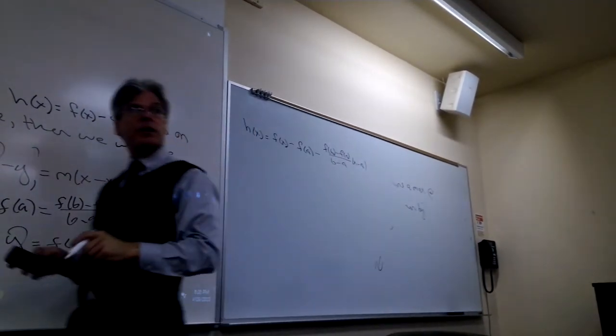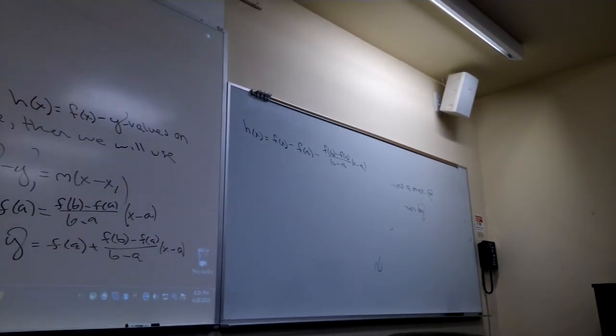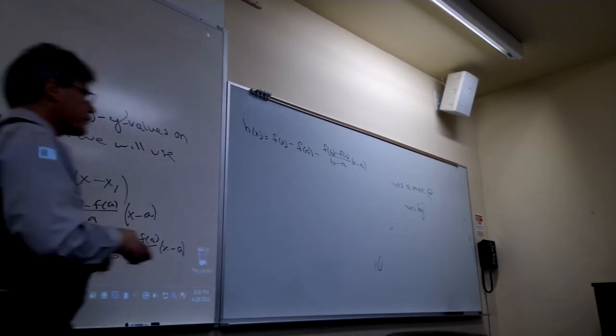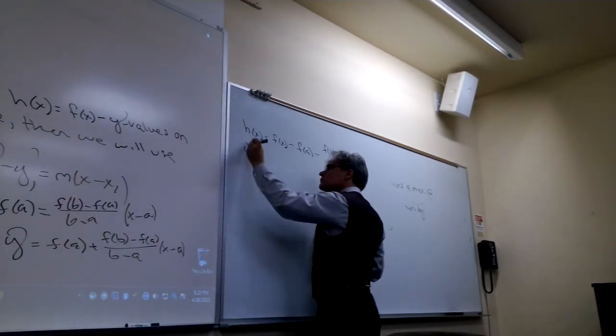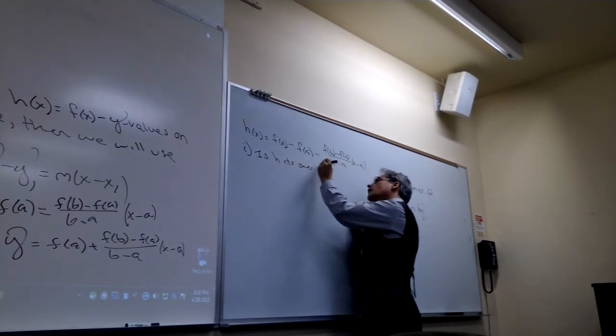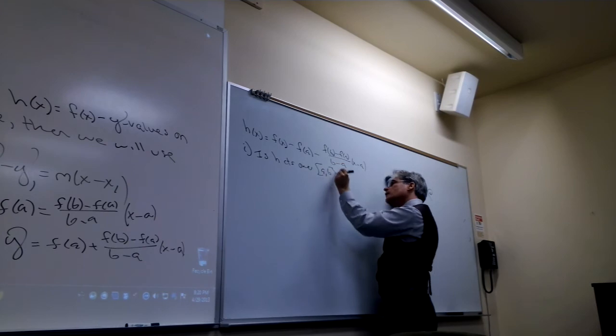And now you guys have created this function h, which is just a vertical function which outputs the vertical deviation between the curve and the secant line in red. Let's see if the three criteria in Rolle's theorem are being met. Let's check the first criteria. Is h continuous over this interval? Anybody?